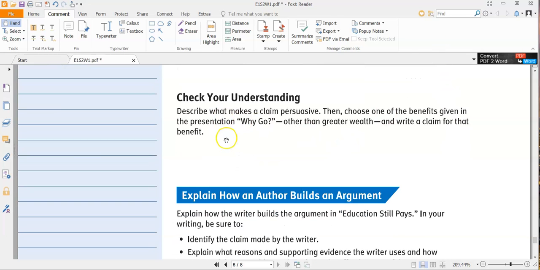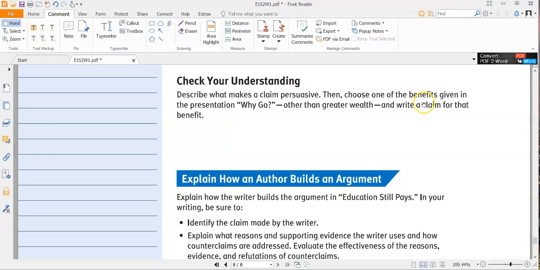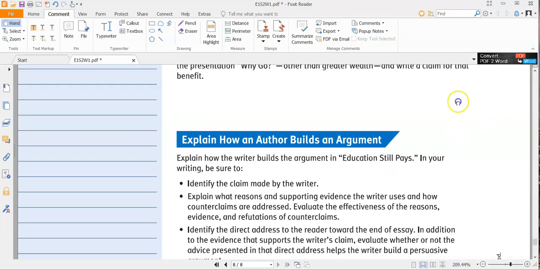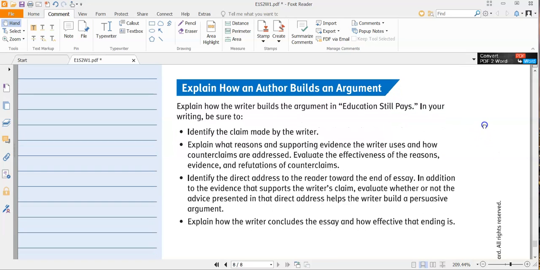Then it says, describe what makes a claim persuasive. Then choose one of the benefits given in the presentation, Why Go, other than greater wealth, and write a claim for that benefit. So any of the benefits besides greater wealth, you're going to choose it, and then you're going to write a claim as if you're presenting that benefit, okay? Then the last part says, explain how an author builds an argument. So you're going to write a paragraph or so explaining how the author builds the argument Education Still Pays. So these are the things you're going to need to do when you're writing this.